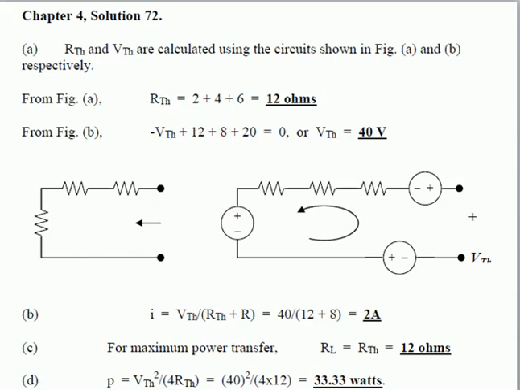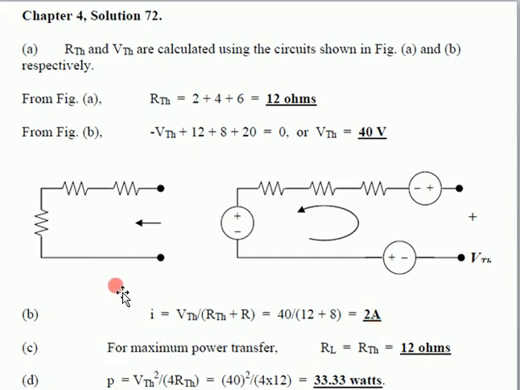Now the B part was to find the load current. So IL is equal to V Thevenin divided by R Thevenin plus RL. We apply the load resistor at the open terminals AB again. Then we get the value of the load current IL, and by solving this we get the load current equal to 2 ampere.